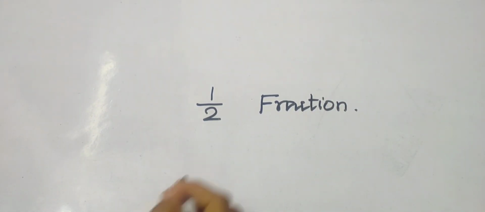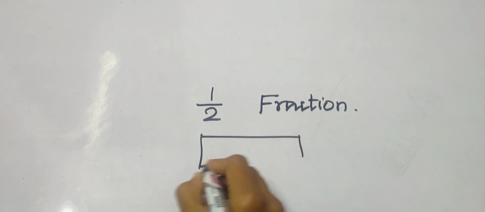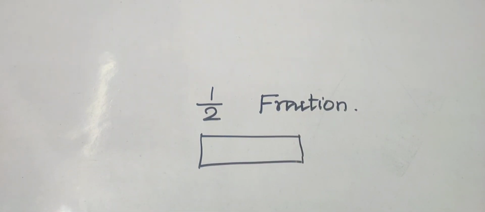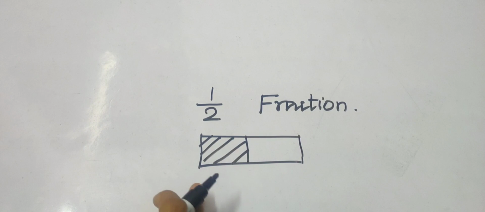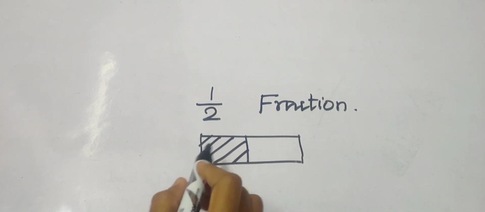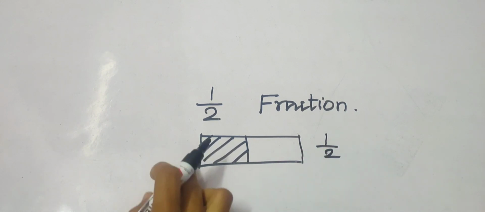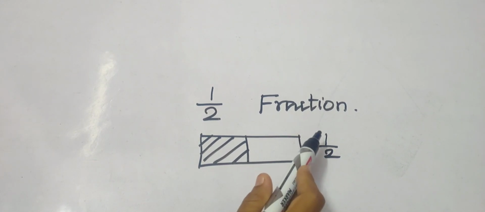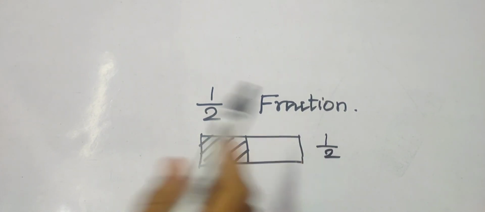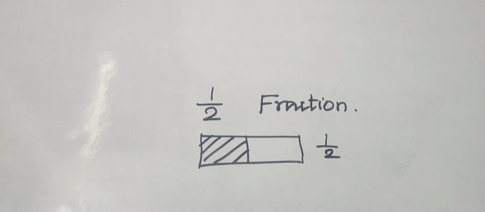See, if you are having a chocolate, just assume this as a 5-star, and you had given half of the chocolate to your friend. So what will you say? You had given 1 by 2. Out of these two portions, you had given one portion, 1/2, to your friend. So we can call it 1 upon 2, 1 divided by 2, or 1 by 2.